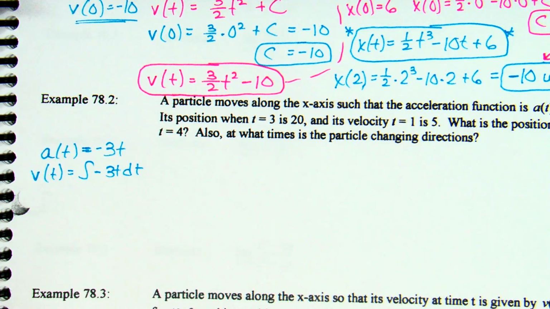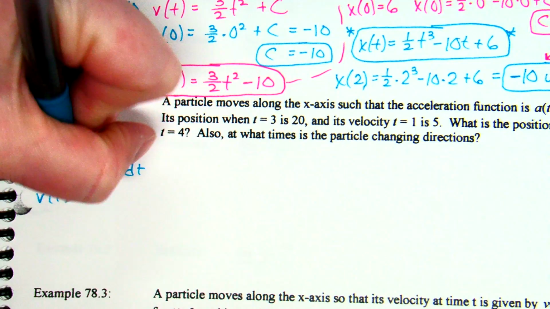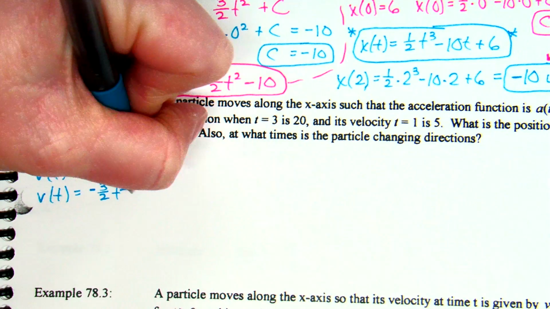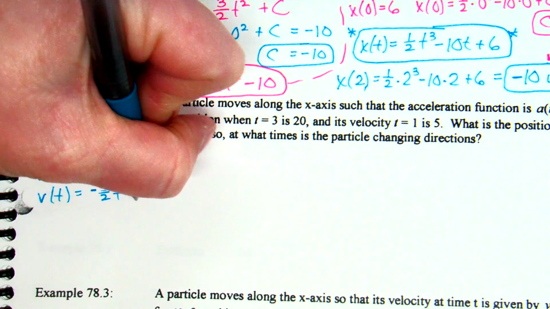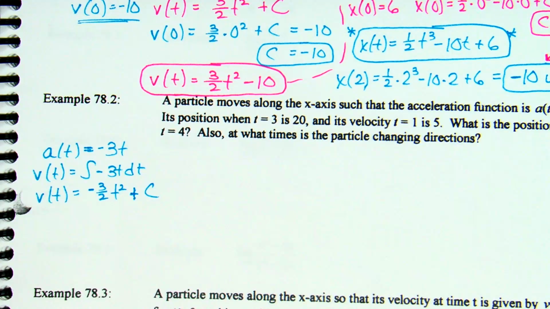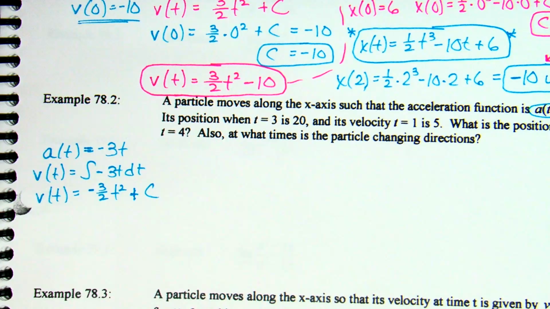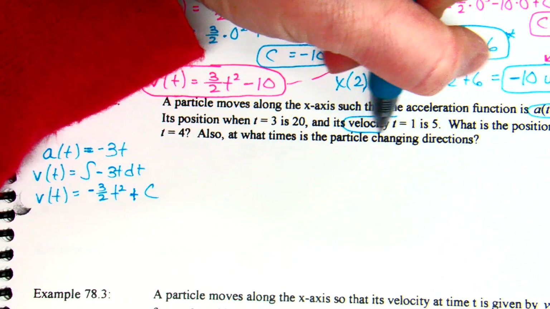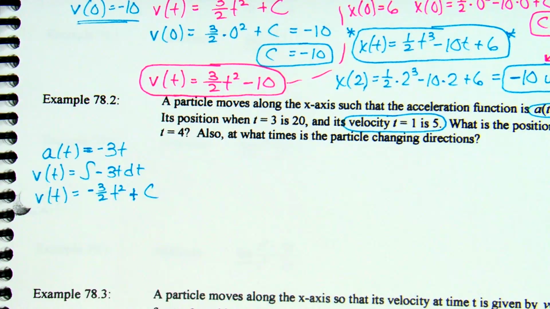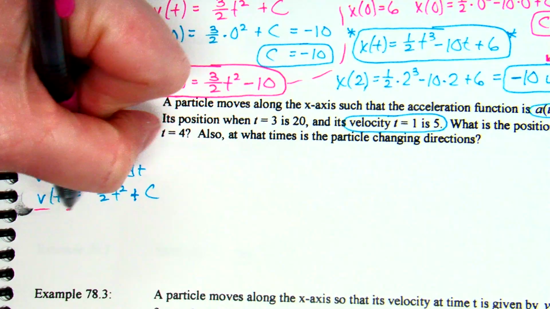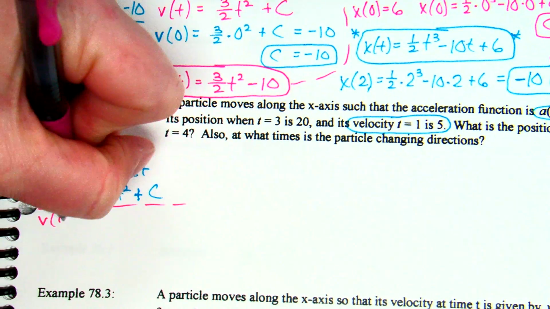Just don't forget the negative. There is a negative on this one. And so negative 3/2 t squared. Plus c? I can't remember if you said it or not, honestly. How do I find c? I like what Wade said there. In order to find our c, he says plug in 1 and set it equal to 5, because we're given the fact that v of 1 equals 5.